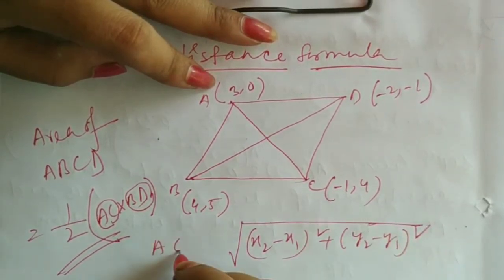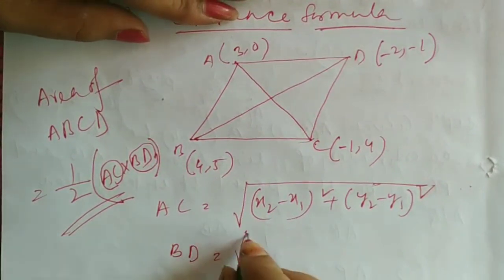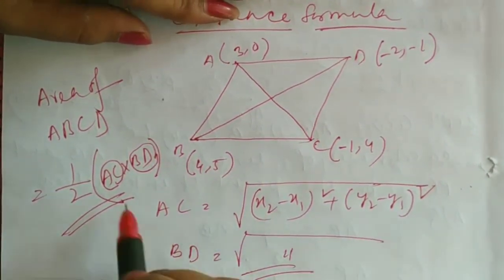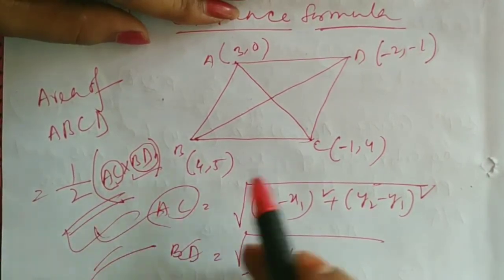So for AC, take the coordinates of AC and put them in. Similarly for BD, apply the same formula, then put the values you get and you will get the answer. So this is also your homework.